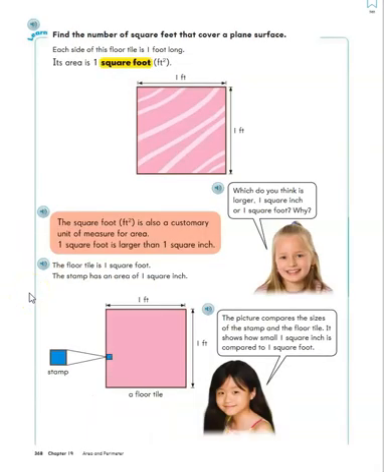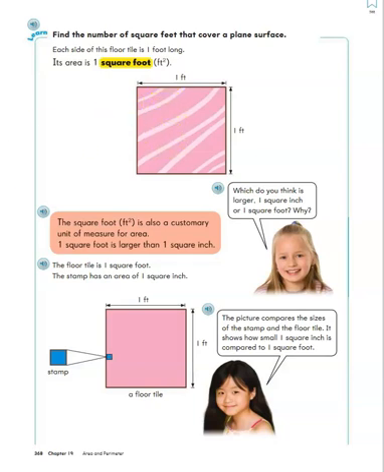Okay, another way that we can measure area is in square feet. So a square foot would be a square that is 1 foot on each side, okay? So it's 1 foot here, 1 foot here, 1 foot here, and 1 foot here. And then she's asking us, which do you think is larger, 1 square inch or 1 square foot? Now we know that a foot is 12 inches. That means on a square foot, each side is 12 inches. And on a square inch, each side is only 1 inch. So a square foot is definitely much bigger than a square inch.